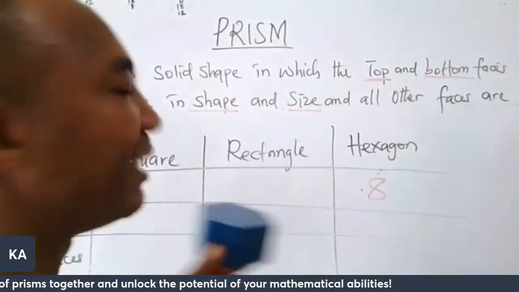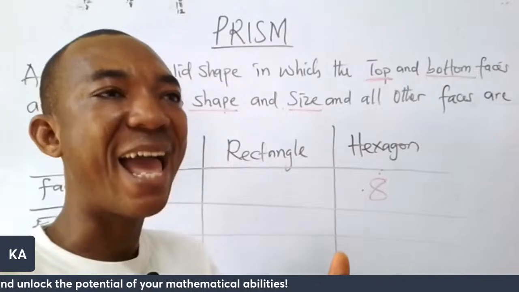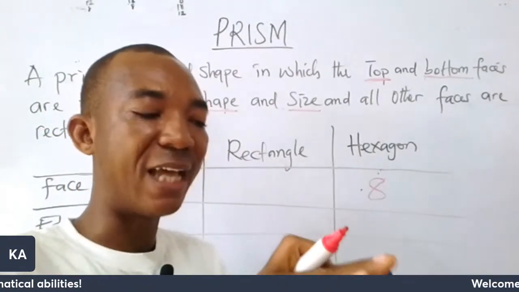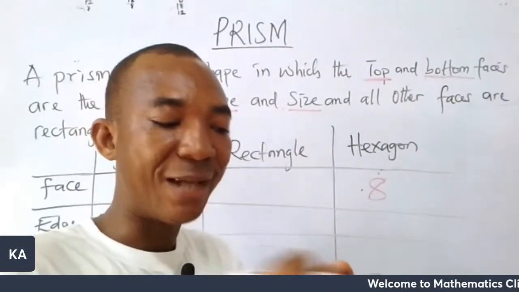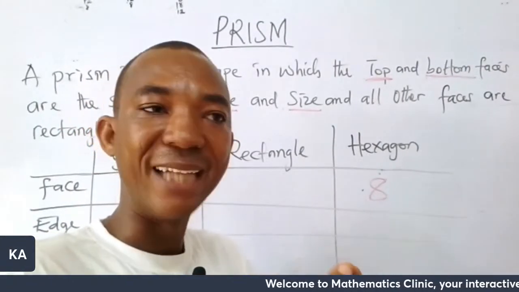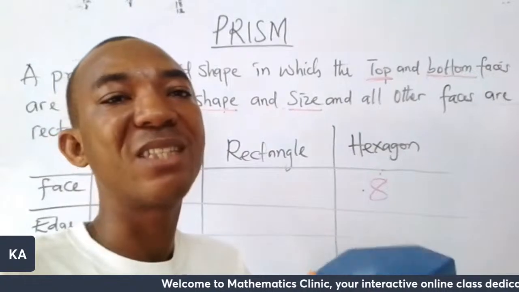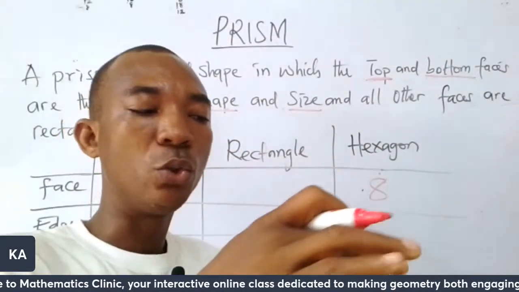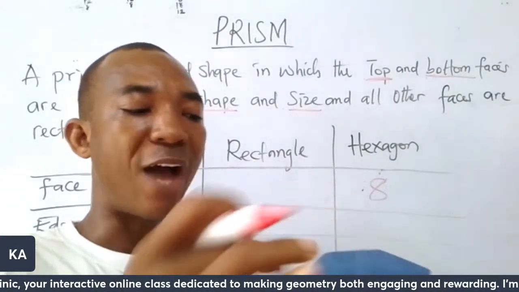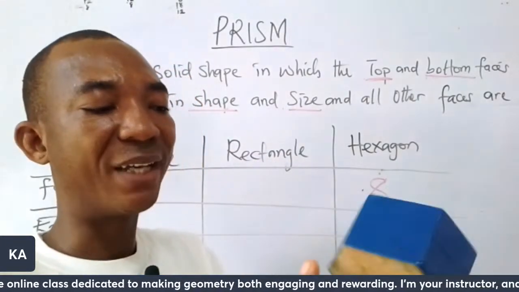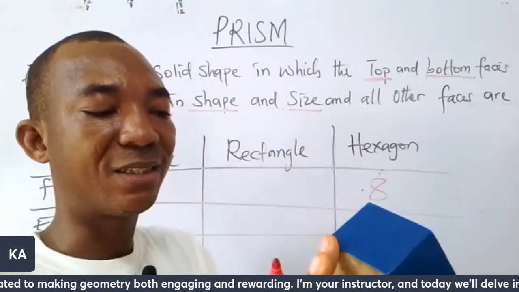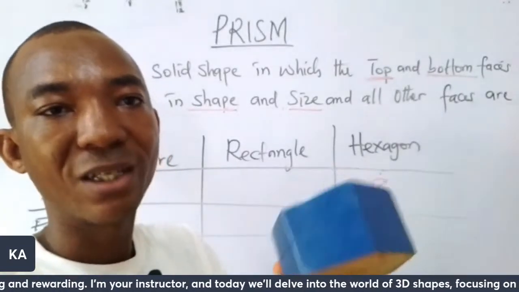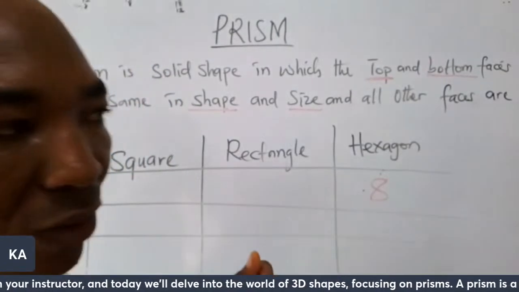Now let's look at edges. Don't forget that we said an edge is a place where two faces meet. This is a face here. This is also another face here. Therefore, this place is a what? An edge. So how many edges can we now see on a hexagon prism? Let's count. 1, 2, 3, 4, 5, 6. Okay, let's come again. 6, 7, 8, 9, 10, 11, and what? And 12. Can we count again?